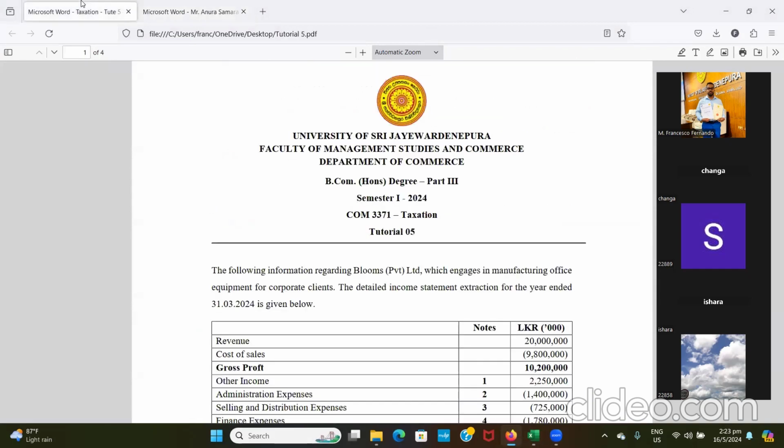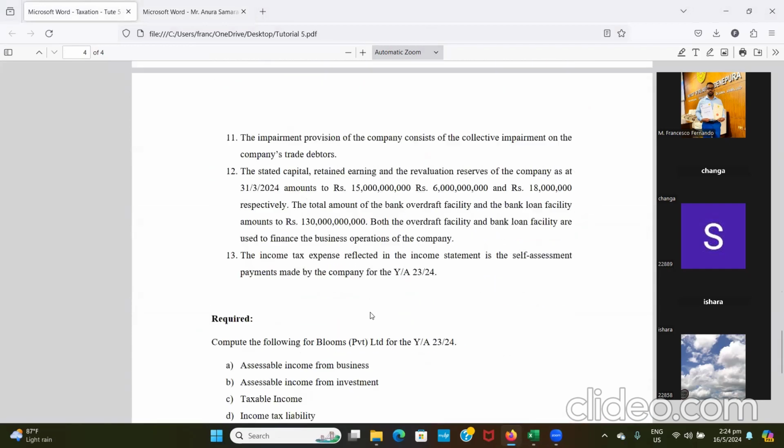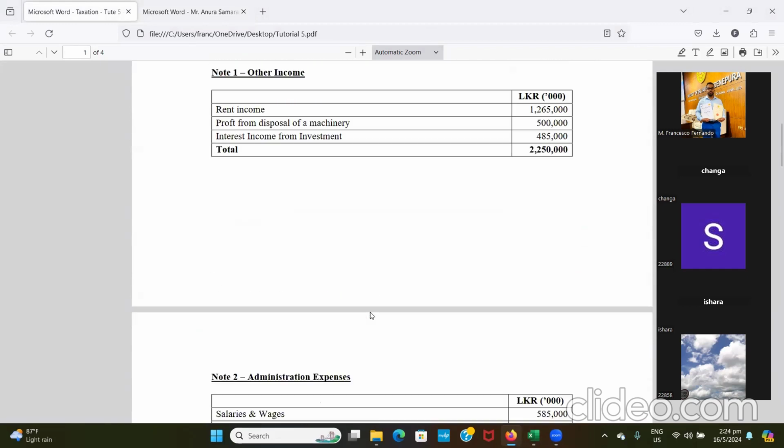Okay, now we can move to taxation of a company. Take this sum, and here there was an error as well.